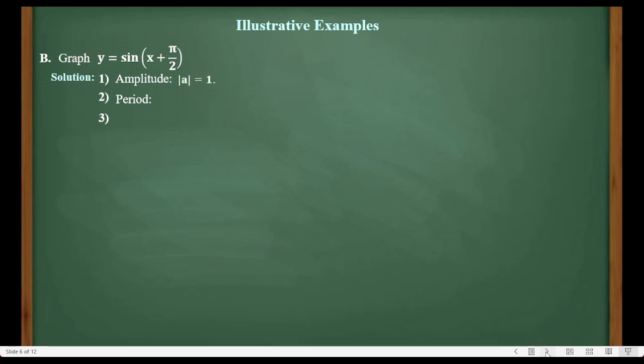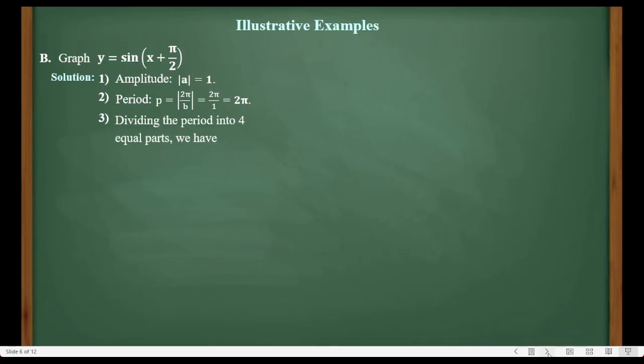For the amplitude, again, it is taken from the coefficient of sine, which is 1. So we get the absolute value. It is always positive 1. And then the period is determined by the formula, the absolute value of 2 pi over b, or that is 2 pi over 1, which is the value of b. Again, the value of b is the coefficient of x, and that is 2 pi. And then from the obtained period, we're going to divide that into 4 equal parts.